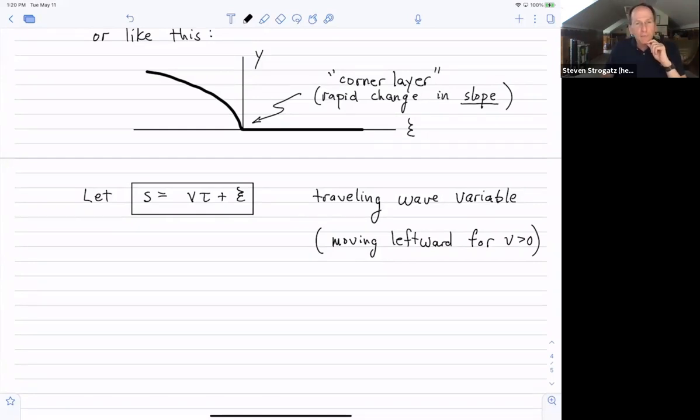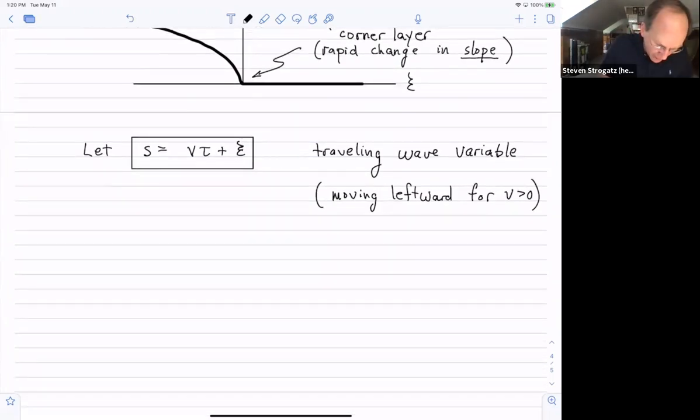And the advantage of introducing this traveling wave variable is that it converts our partial differential equations to ordinary differential equations. But keep in mind that the value of V is unknown at this stage. That's what we want to solve for. So the value of V is to be determined.